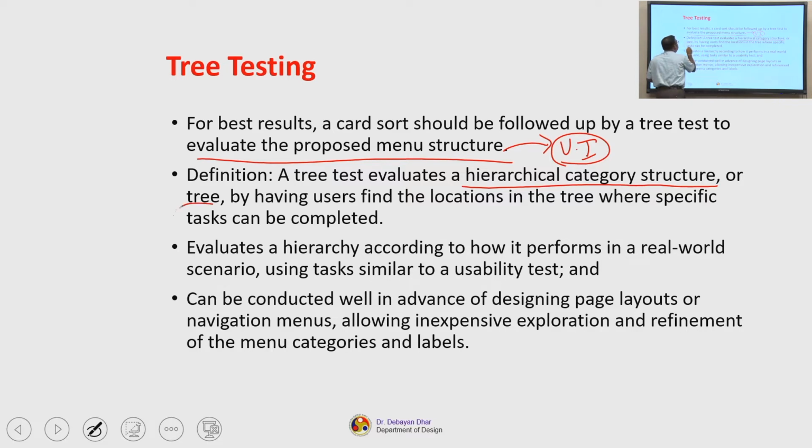So, it is always linked with a task, and the objective of the users is to identify the locations. So, it is hierarchical in nature. Tree testing evaluates a hierarchy according to how it performs in a real world scenario, and it uses tasks similar to a usability test. It can be conducted well in advance of designing page layouts or navigation menus, allowing inexpensive exploration and refinement of the menu categories and labels.